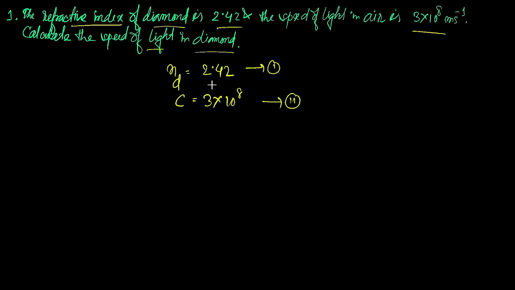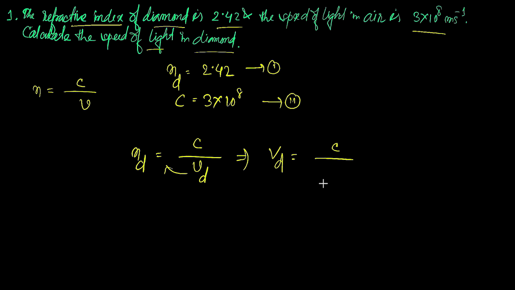How will we solve that? We have a formula: refractive index n equals what? Velocity of light in air, that is represented by c, divided by velocity of light in that medium. Here, the refractive index of that medium is represented by small nd. So we will write nd equals c, the velocity of light in air, divided by vd, the velocity of light in diamond. And we have to calculate vd. So just change the positions. What is going to be there? vd equals c by nd.